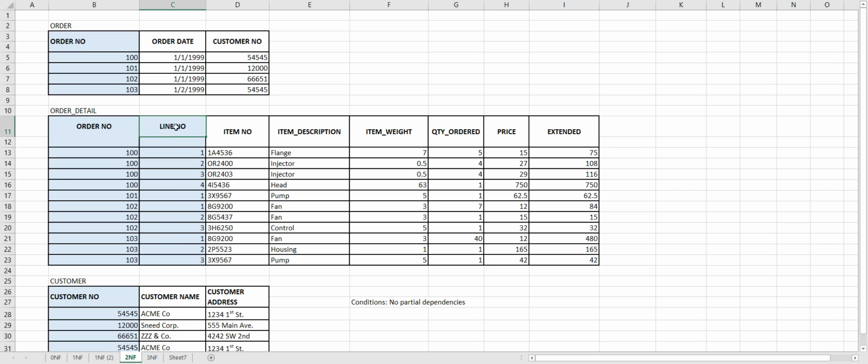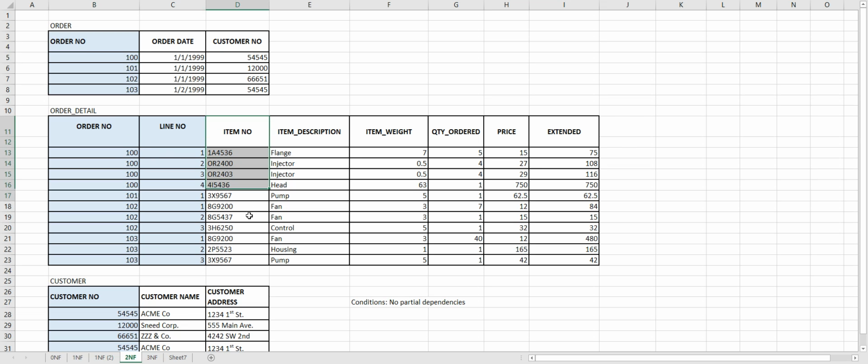Consequently, line number also makes a good part of the primary key because it's not dependent upon anything. It's just literally a sequential number that we made up, right? But it makes intuitive sense. All right, so a couple of other things to note here is that order number is not only part of the compound primary key here in order detail. It's also a foreign key, right? Because ultimately I have to relate order and order detail. So I have order number here, part of the primary key, and it's also a foreign key back to order number, and that's perfectly fine.